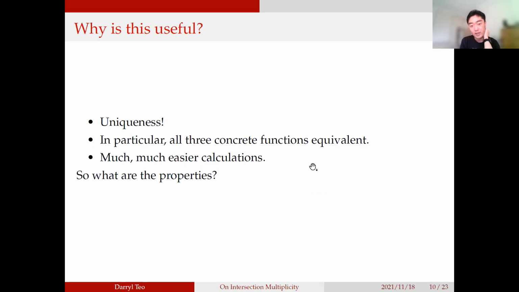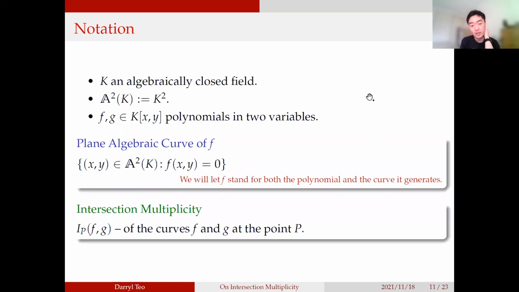So just to start with, I'm going to define my notation. K is an algebraically closed field. A2K is the Cartesian product of K with itself. F and G are polynomials in two variables. Now, I'm going to work in affine rather than the projective space, despite what I said at the start, for the simple reason that transferring to projective is actually really easy. And the affine picture is a lot more clean, sort of from a theoretical perspective, when talking about intersection multiplicity.